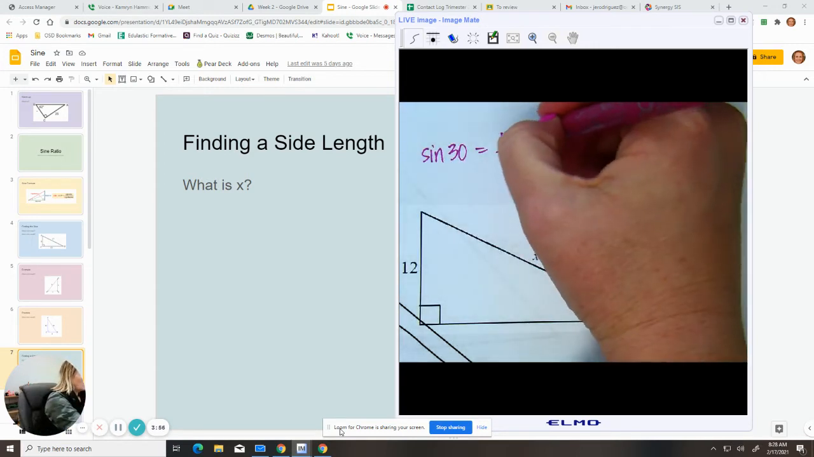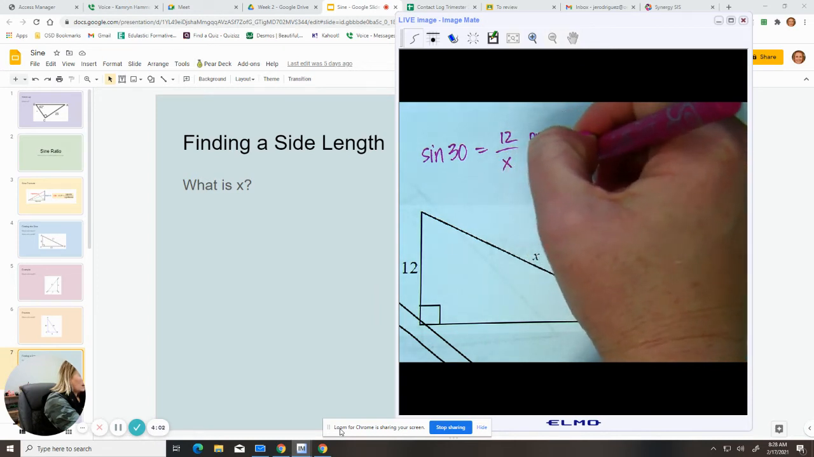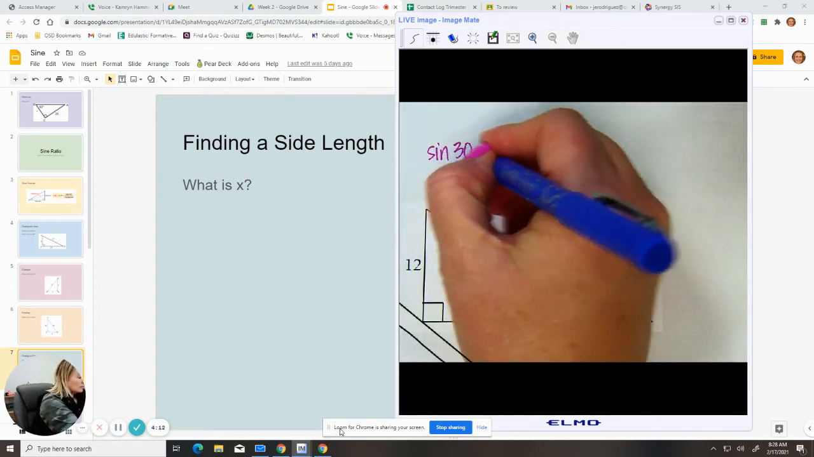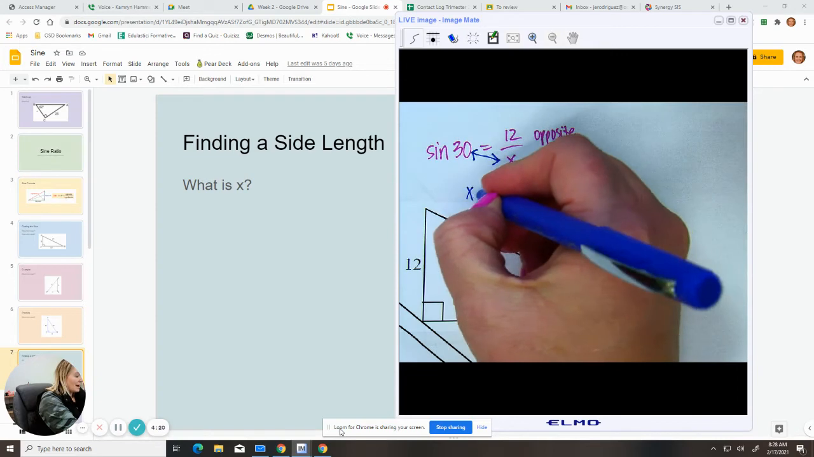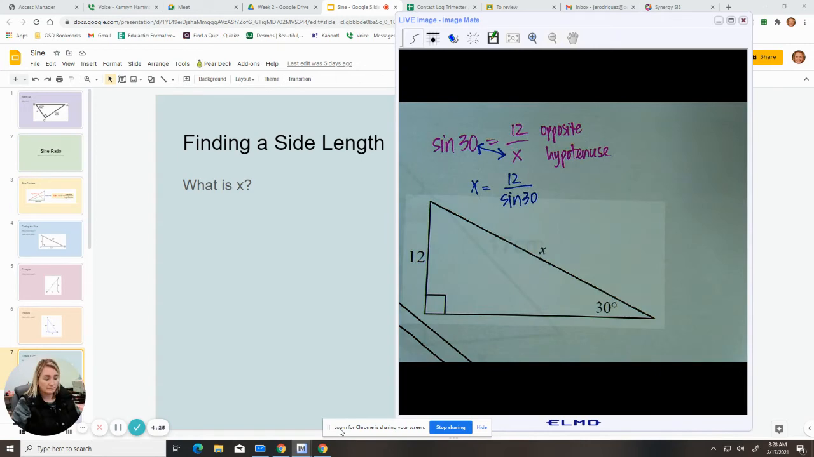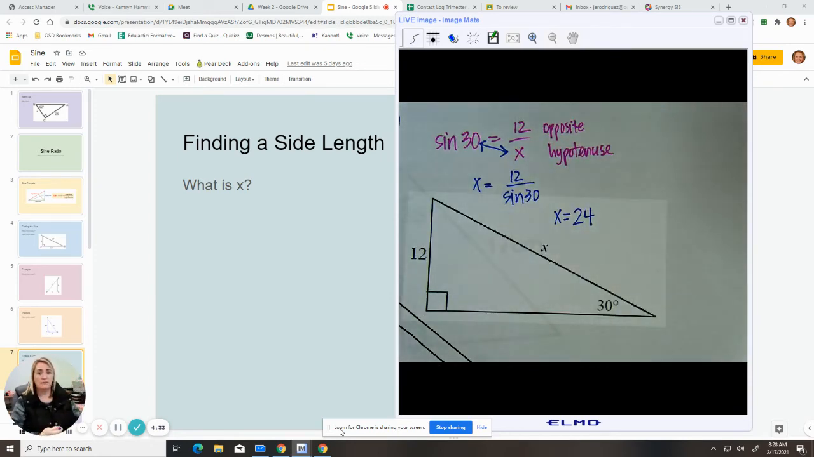We know that it's 12 because that's the opposite, right? We know that x goes on the bottom because that is the hypotenuse, and that's what our formula says. So now we're going to do some solving. And just like in tangent, when x was on the bottom, we replaced them. We're going to do the exact same thing for sine. So in order to solve this, we're actually going to say that x is equal to 12 divided by the sine of 30. When we do that, we end up getting that x is equal to 24.